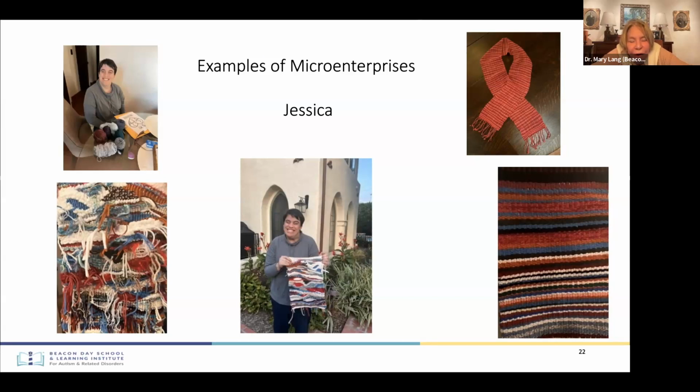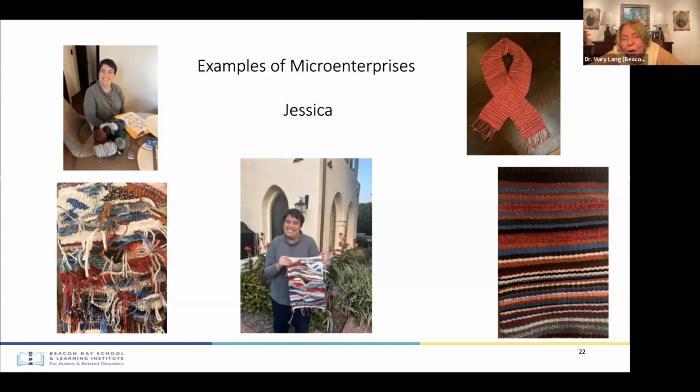One of the best things for her, just like everybody else, her reinforcer is money. So she'll always ask me, Mom, how much should I charge for this? And I'll say, Jessica, it means you have to consider all the yarn you put in it, the time, what have you done to set a price? And that is a real challenge for her.